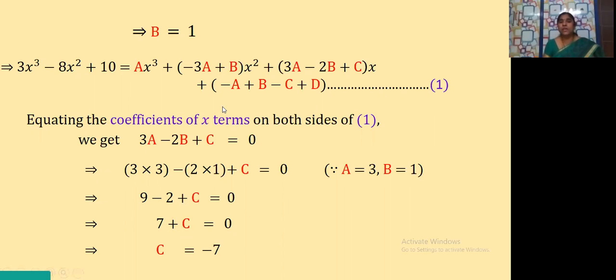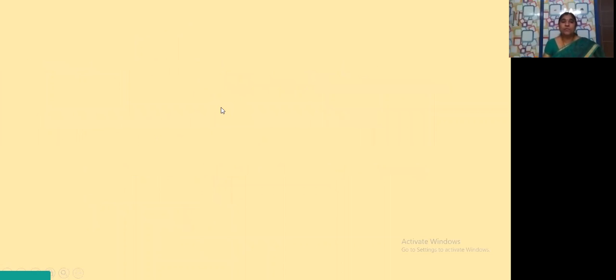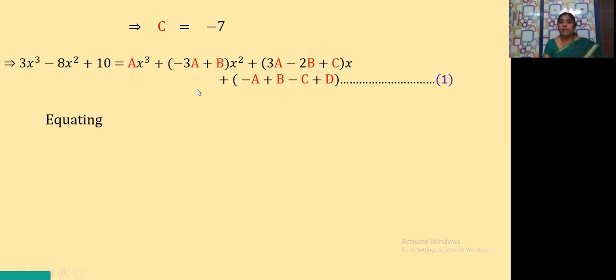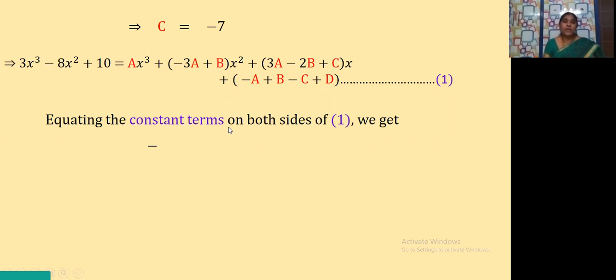Now we got three constant values. Next, what is the fourth constant? D. That we have to find out. So what do we have to equate next? Yes, you are right. That is constants. C is equal to minus 7, and this is your equation number 1 again. Equating the constant terms on both sides of equation number 1. So what do we get here, children?